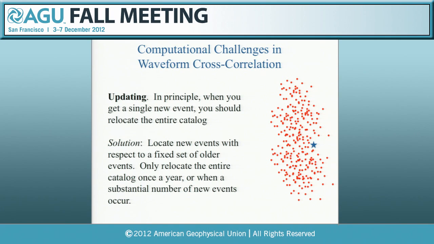So a more practical approach is to keep the older part of the catalog fixed for some amount of time, and you just then will relocate new events with respect just to the previous events. And then you would, at some regular time interval, say once per year, go ahead and relocate the entire catalog.